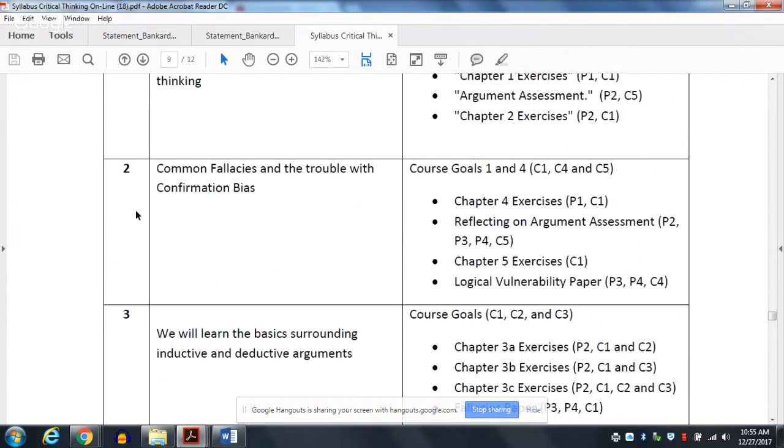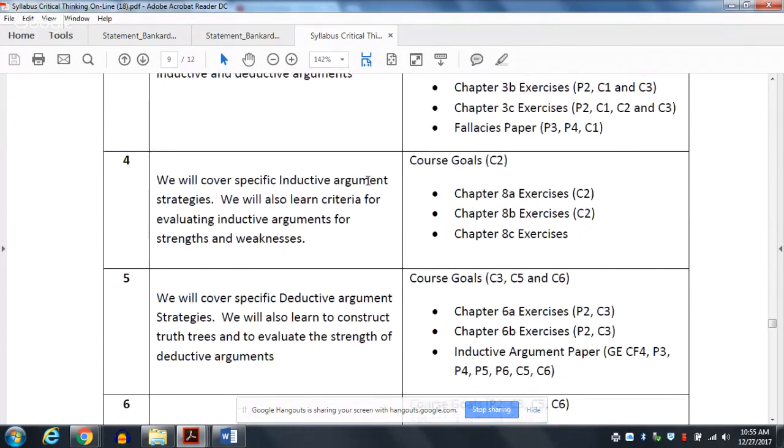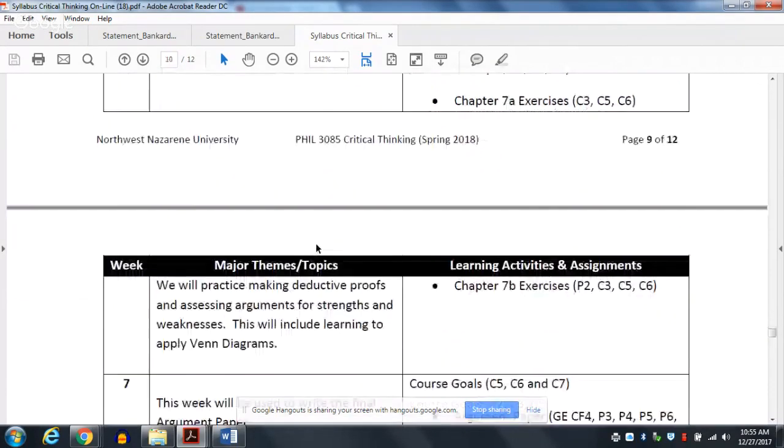Week 2, I'm looking for us to learn the fallacies. I'm going to assess that through these assignments. Week 3, we're going to learn inductive arguments and deductive arguments, sort of argument basics, how to make an argument, how to create a thesis. Here's how I'm going to assess how you're doing. Week 4, we're going to look at the specific inductive argument types, and I'm going to assess how well you're doing on these assignments. So you can kind of get an overview of the course there.